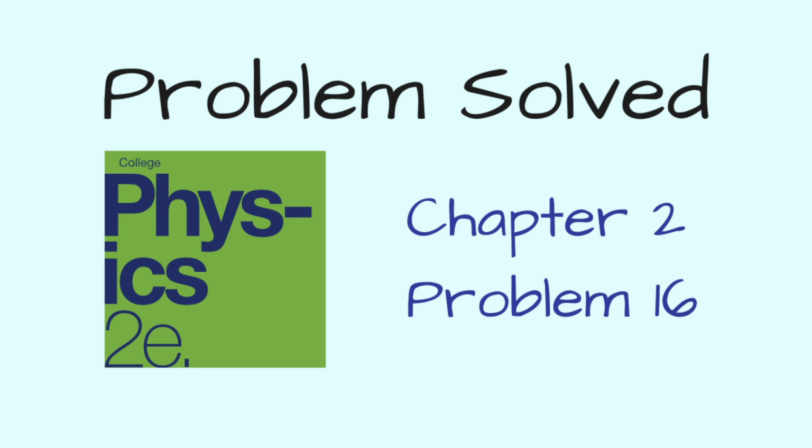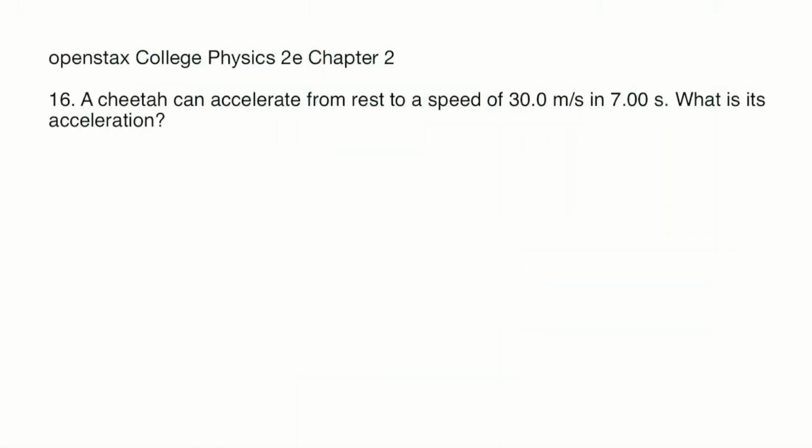It is from chapter 2 of College Physics 2E by OpenStax. In this problem, we have a cheetah that can accelerate from rest to a speed of 30.0 meters per second in 7.00 seconds, and we need to find the acceleration. So let's write down what we know.